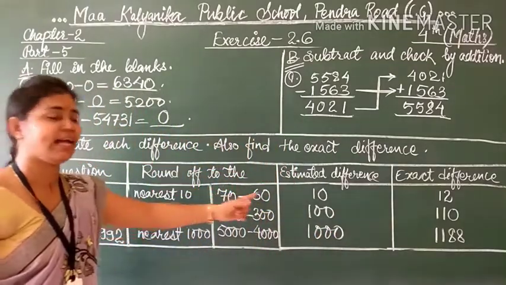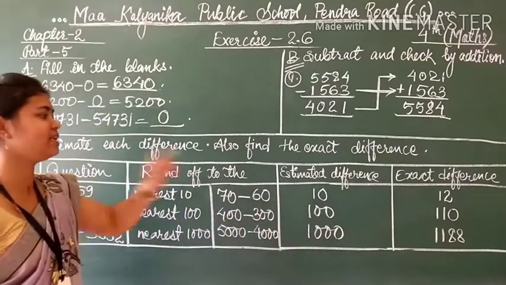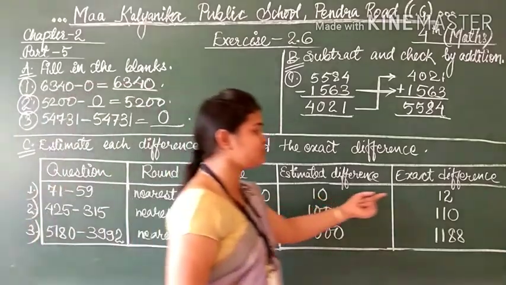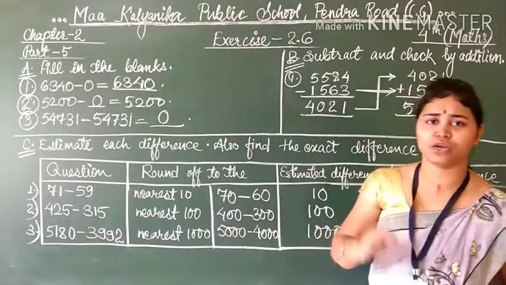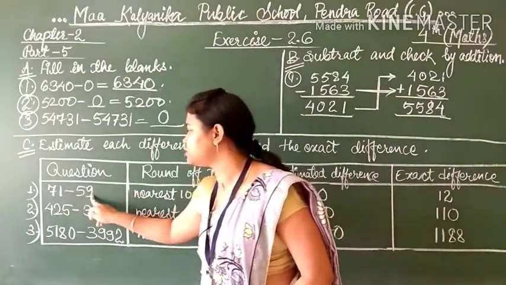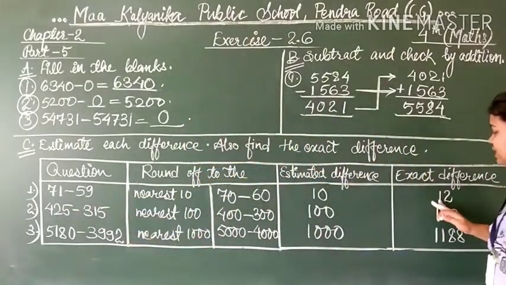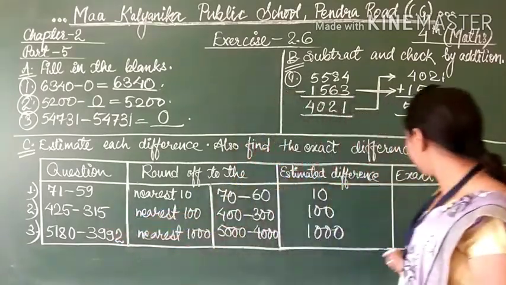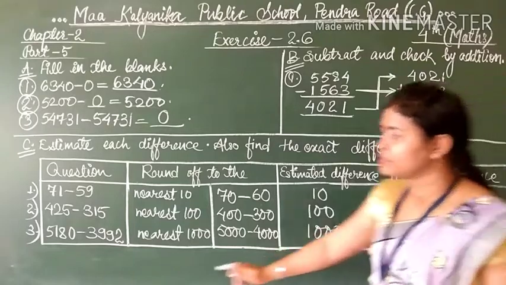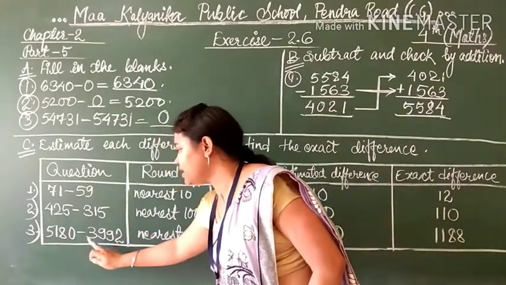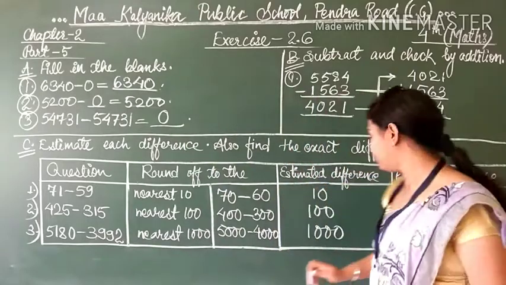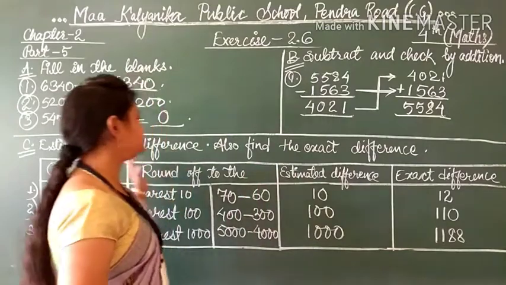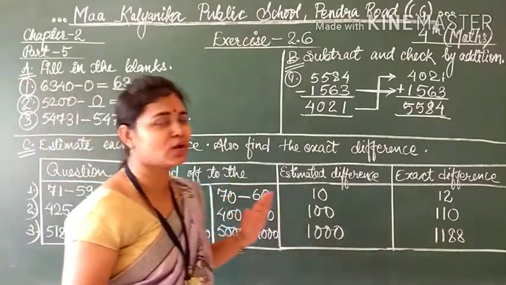Now, after getting the estimated difference, the exact difference is asked. By subtracting directly, I have written the answers for you, students, because you know direct subtraction very well. 71 minus 59, exact difference, is 12. 425 minus 315, the answer we have received is 110. 5180 minus 3992, the difference received here is 1188. So students, in this way I have completely solved question number C for you.